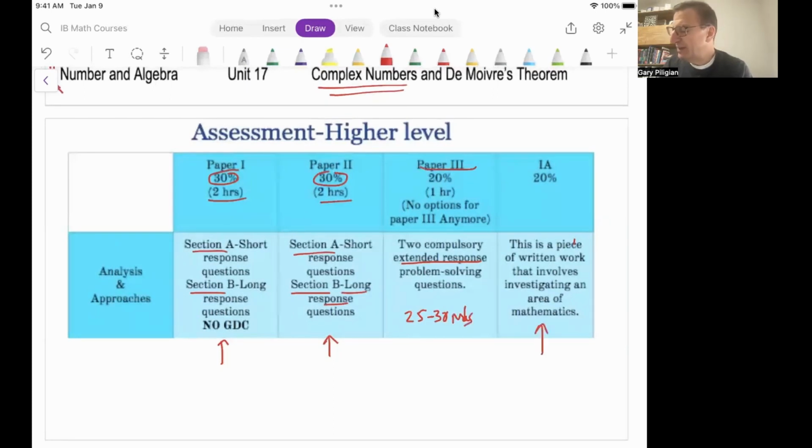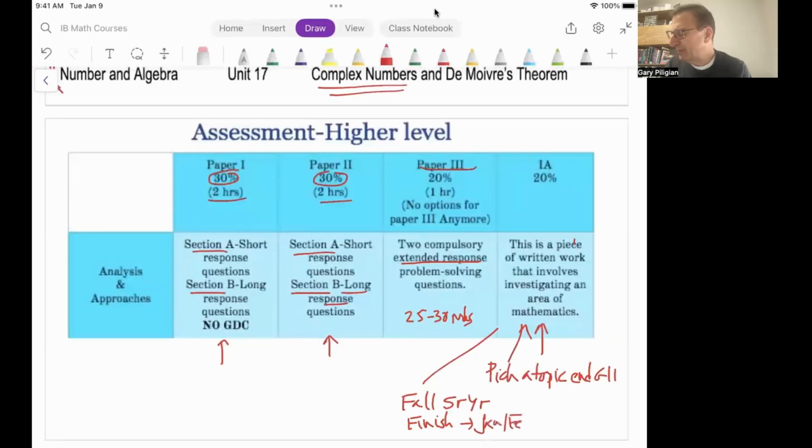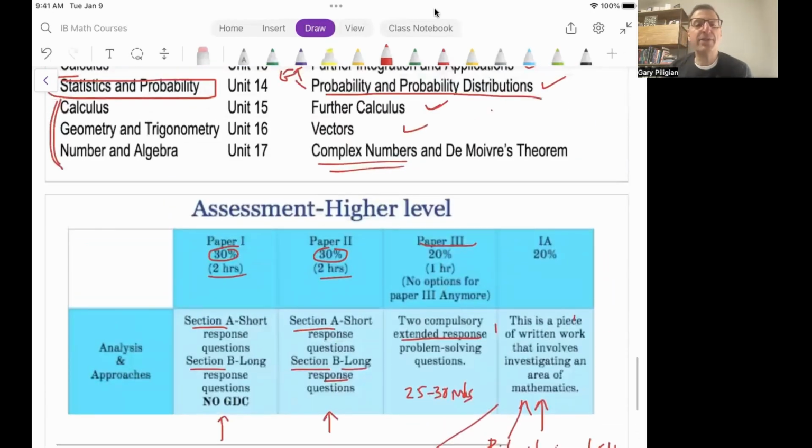And then you will have the IA, which is the mathematical exploration. The goal here is to pick a topic before you leave grade 11. That way, if you want to work on it in the summer, you can. It's not required, but it'll help you if you do. Then you'll do most of the work in the fall of senior year. You'll write a draft, and then you'll write a final, and you'll finish late January, early February of your senior year. So that is your summary of the math analysis course.